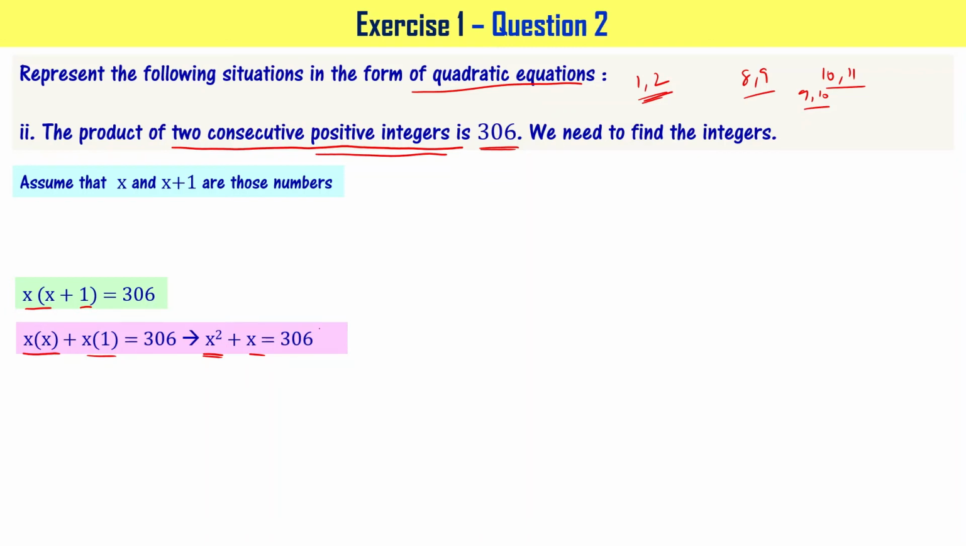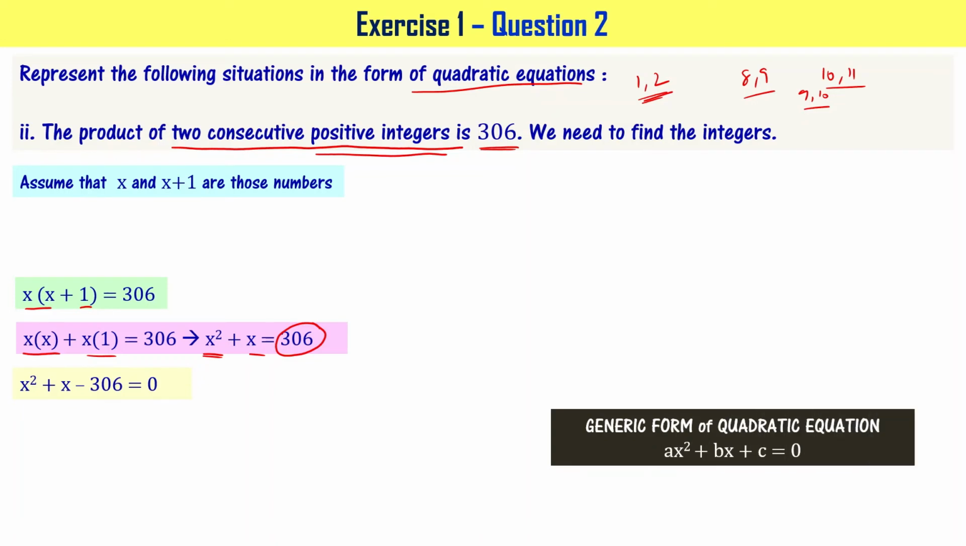Now let me transpose this 306 to the other side so that the equation becomes x square plus x minus 306 equal to 0, right? It is in the form of quadratic equation ax square plus bx plus c equal to 0. For that reason, we say that the given equation here is a quadratic equation. Now, you can say that we have expressed the given situation as a quadratic equation, right?